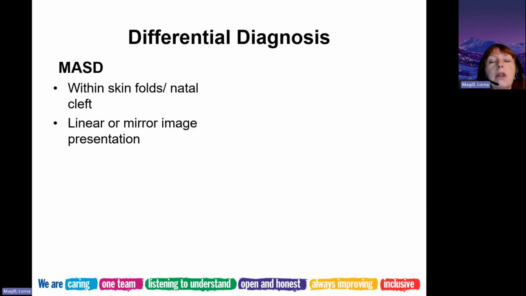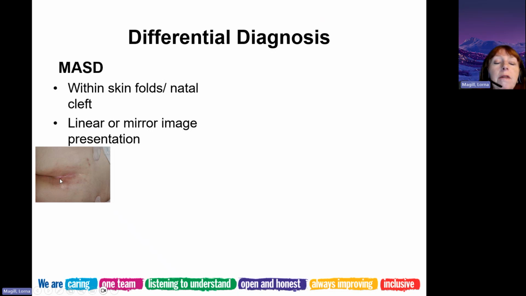This slide is just a reminder about the importance of considering the etiology of damage. So moisture-associated skin damage would be a common differential between category 3 pressure ulcers. So I've included a couple of photographs to remind us that MASD will occur within skin folds and is frequently seen in the natal cleft. And it is always linear or mirror image, irregular in presentation.